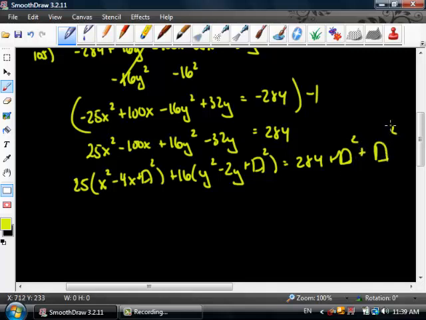Now, what happens to the boxes on the right? How are those boxes going to be later affected? Dom? Multiply by 25 and 16. Good.